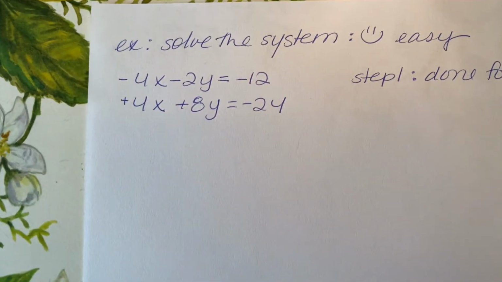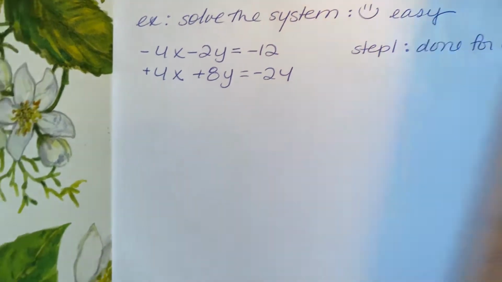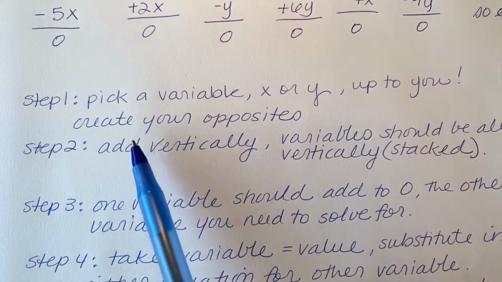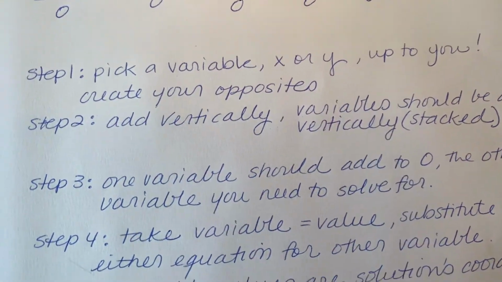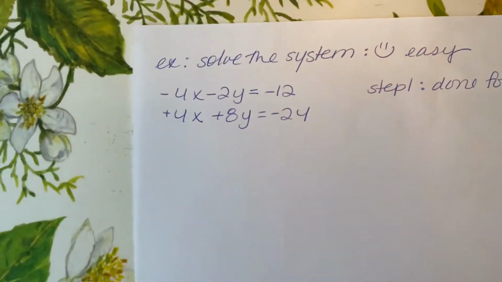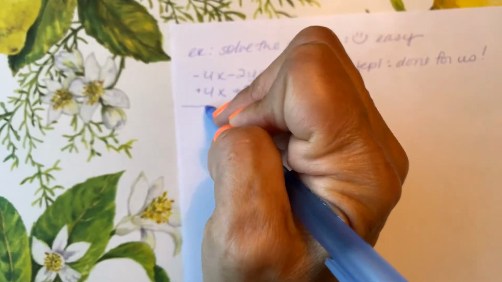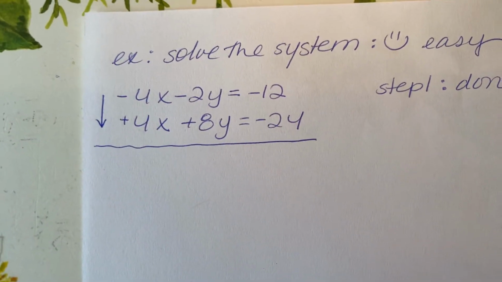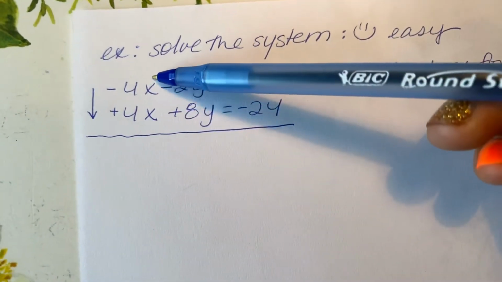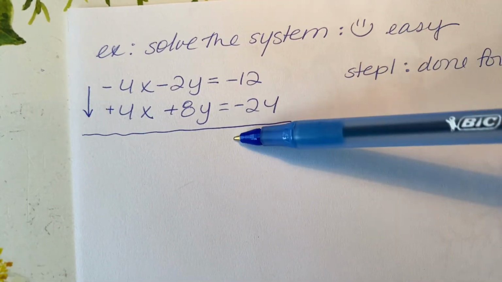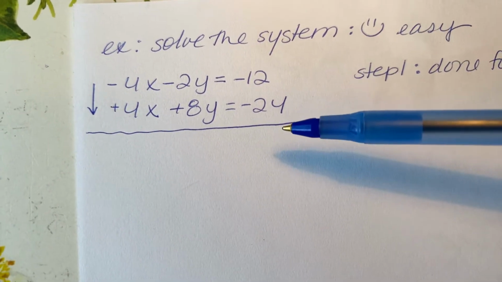Okay, so step 2 says add vertically down. And then step 3 is solve for that variable. Okay, so if I add vertically down, I'm just going to create a line. And I'm going to combine downwards. So you're going to combine your like terms, right? But they are vertically aligned. They're vertically stacked. X term, Y term, equal sign, constant.